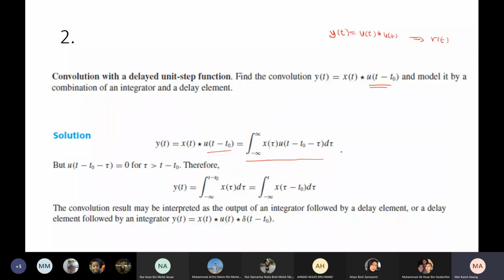d tau. But u of t minus t naught minus tau is nonzero only when tau is less than t minus t naught. Therefore, you can set the integration y of t equal to minus infinity to t minus t naught of x tau d tau. So this is basically minus infinity to t of x of tau minus t naught d tau.